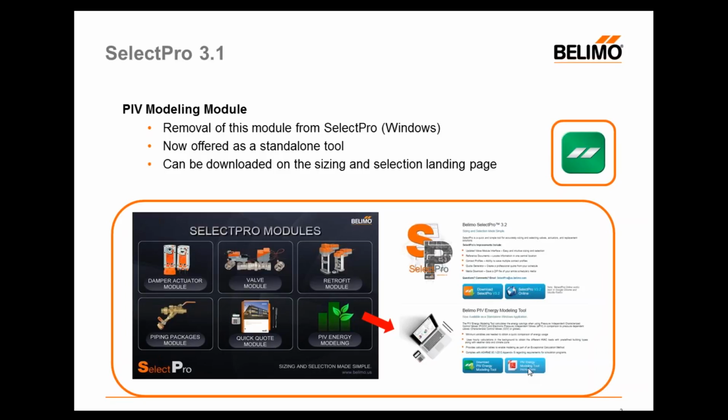You can download it, and right next to it has the instructions on how to use the PIV energy modeling tool if you have never used it before. And then this green application icon will be added to your desktop. So whenever you need to use it, you can just find it on your desktop and open it from there.